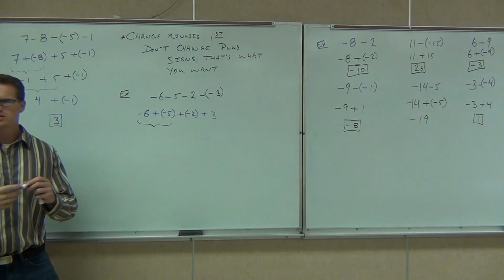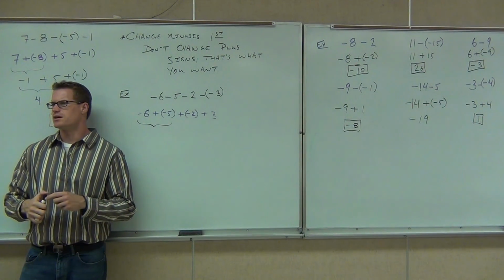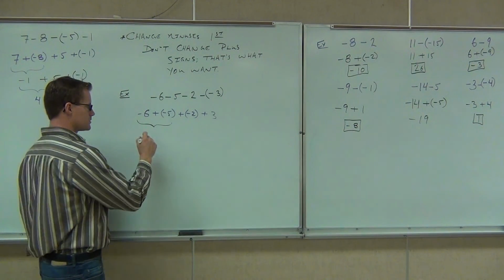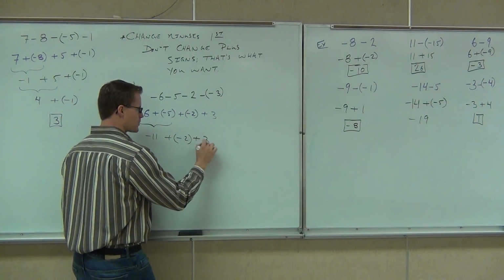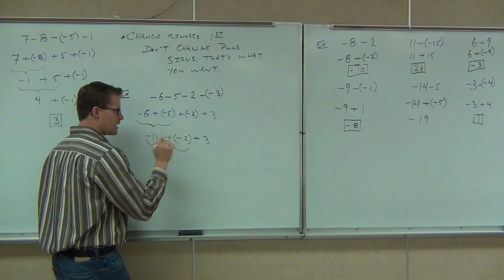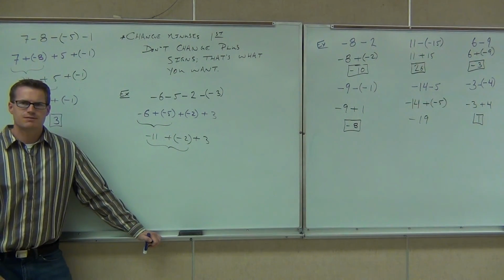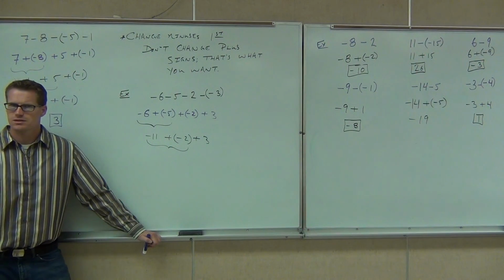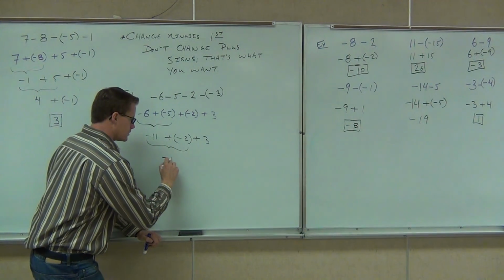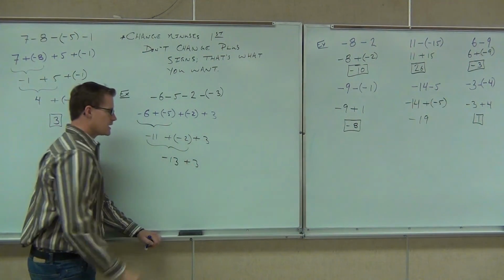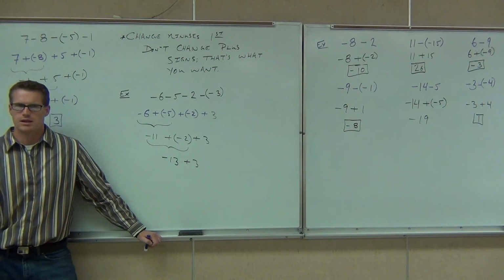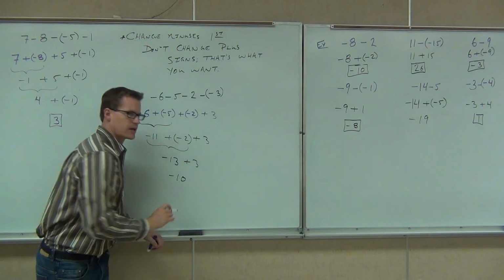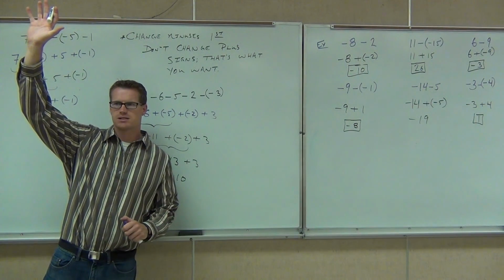So -6 plus -5, what did you get for -6 plus -5? Awesome. I'm going to rewrite the rest of that. We've got -11 plus -2 now. Again, we have the same signs. -13 plus 3. That's it. Show of hands, how many people got -10? Oh, that's fantastic. Very good.